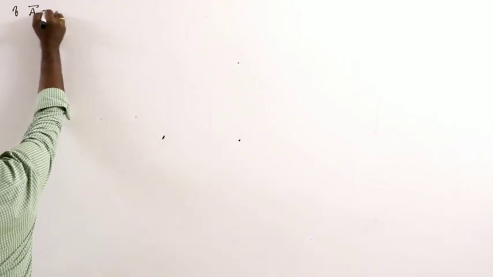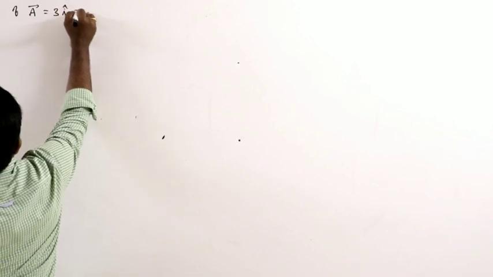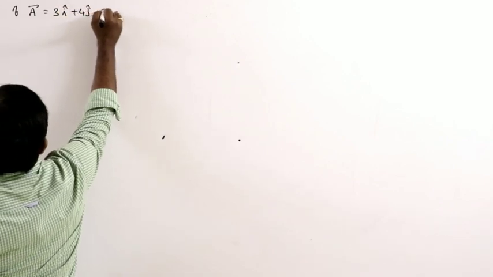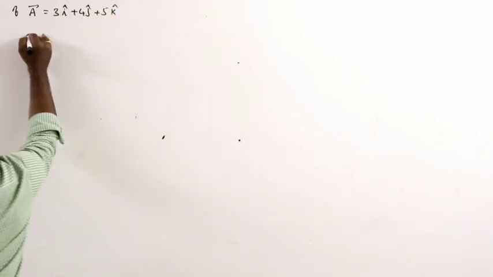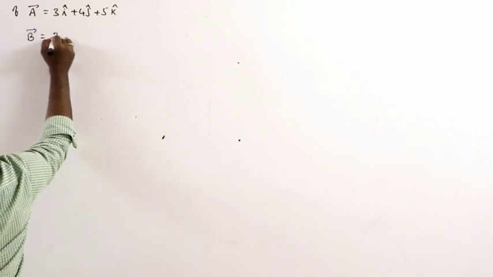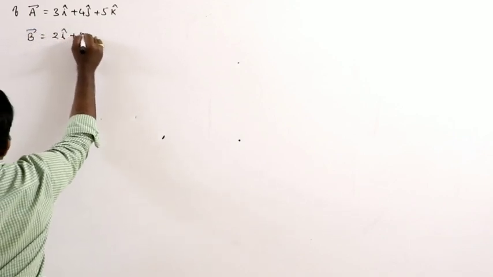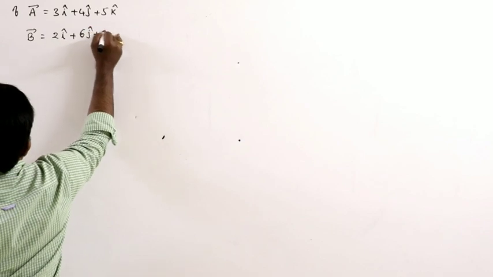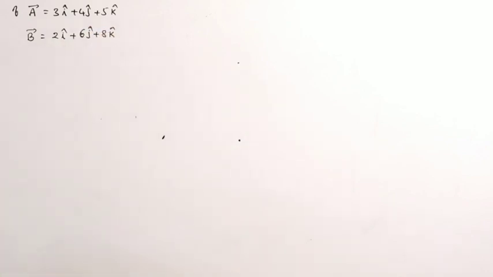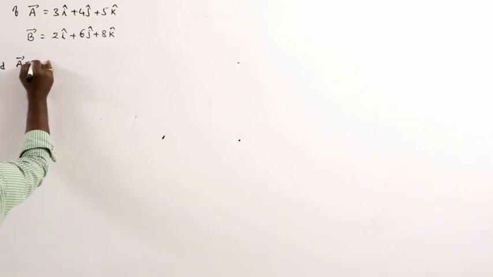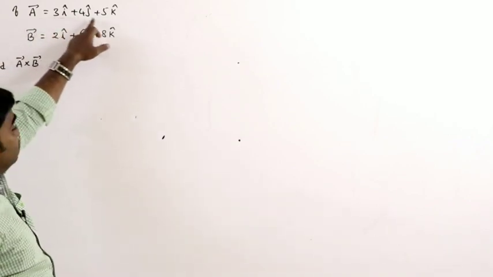So for example, if a bar is equal to, let us say, 3i plus 4j plus 5k, and b bar is equal to 2i plus 6j plus 8k, find a bar cross b bar. This is the a vector and this is the b vector.